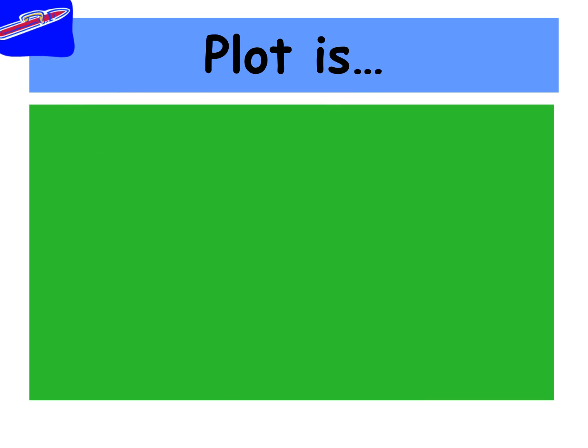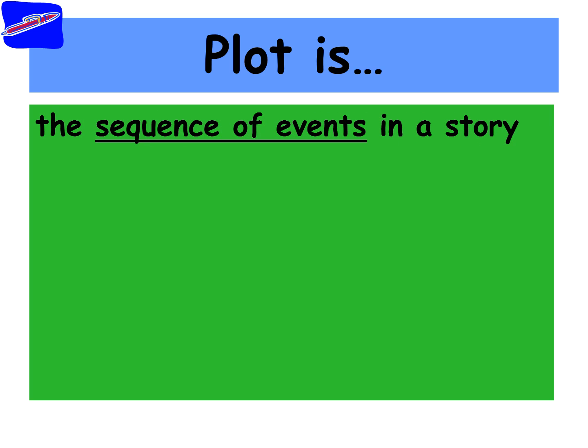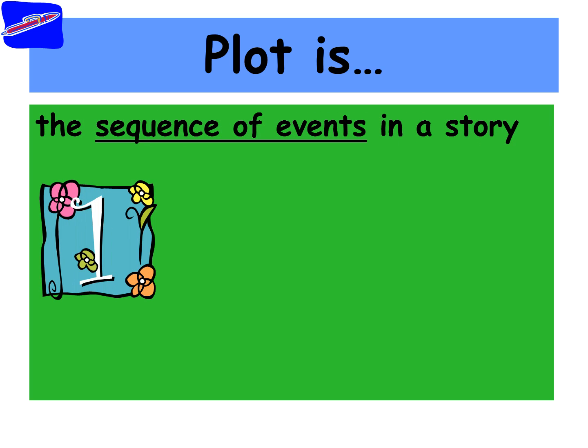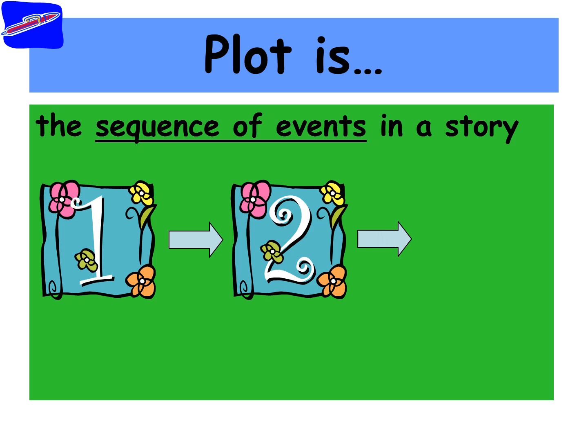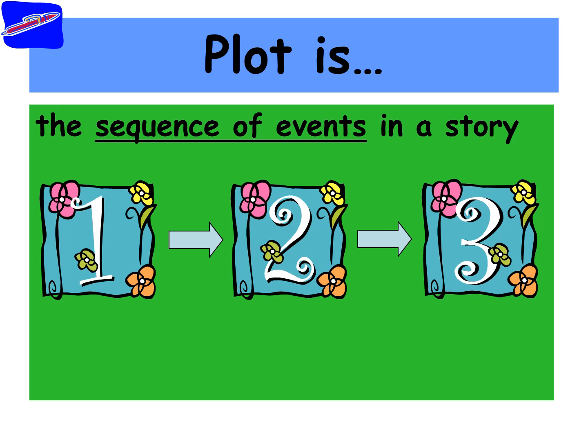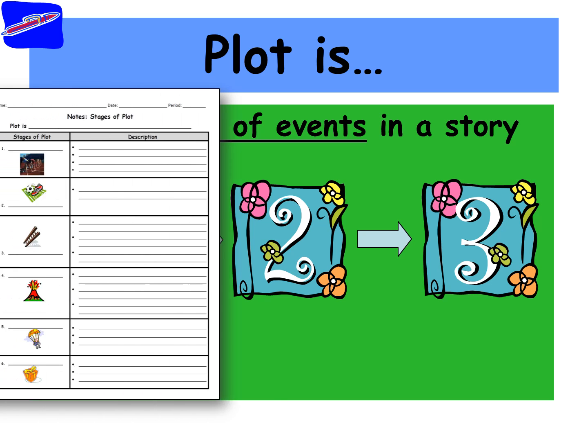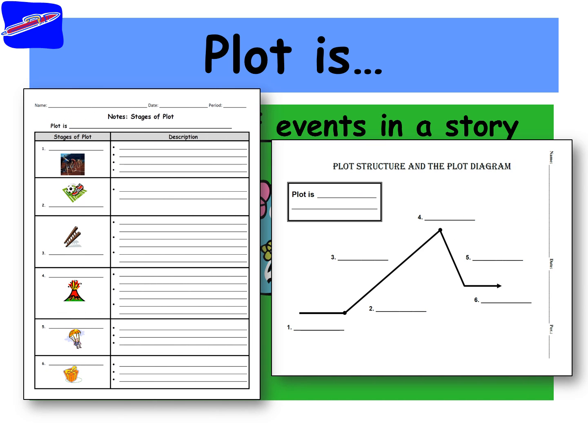Now, before we go any further, let's come up with a definition for plot. Plot is defined as the sequence of events in a story. It's all about the order the events come in, what comes first, what comes second, what comes third, and so forth. This definition should be the first thing that you write in your notes, and there's actually a spot for the definition on both the stages of plot chart and the sample plot diagram.